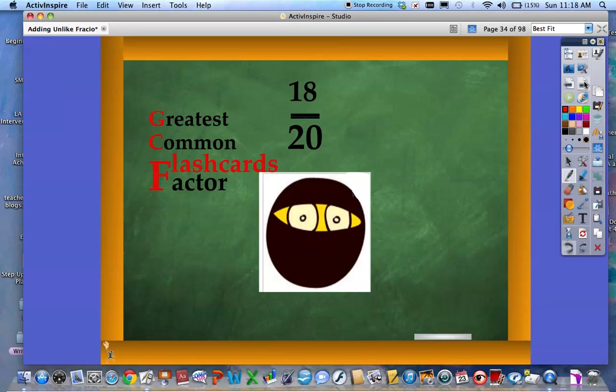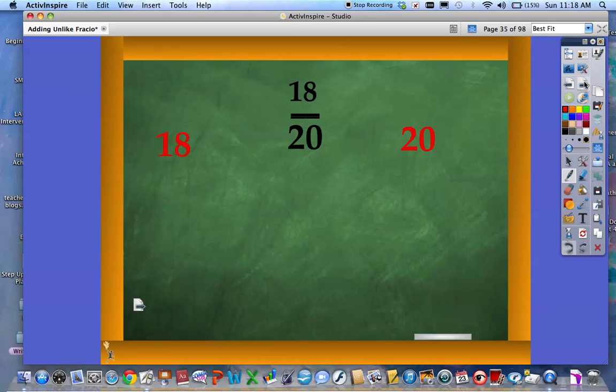Okay, so let's go ahead and factor our numerator and our denominator, because we're trying to take those down to the smallest numbers possible to represent this fraction. So 1 times 18 is 18. 2 times 9 is also 18.